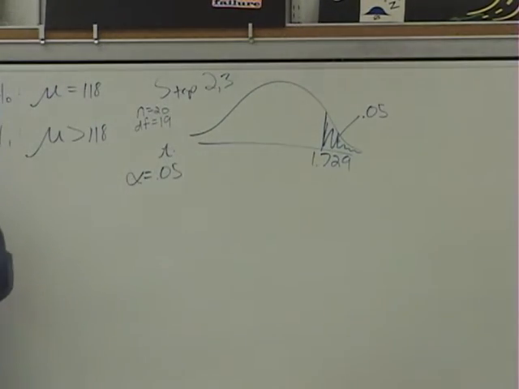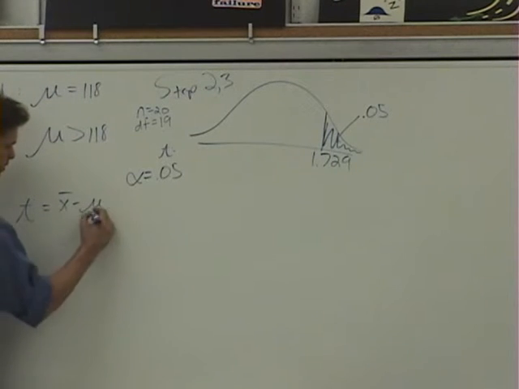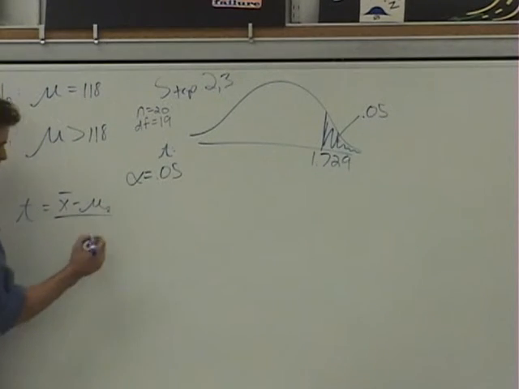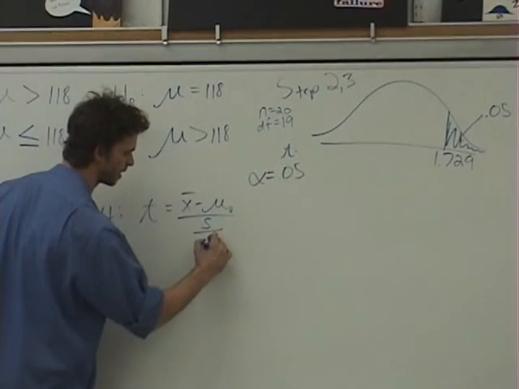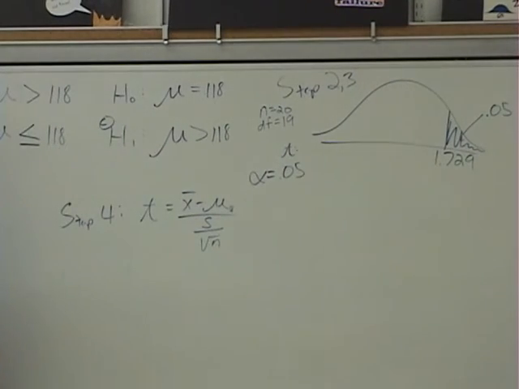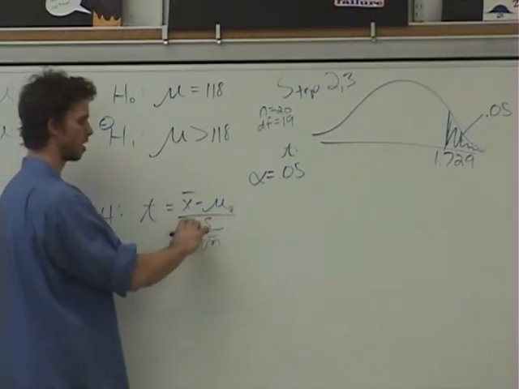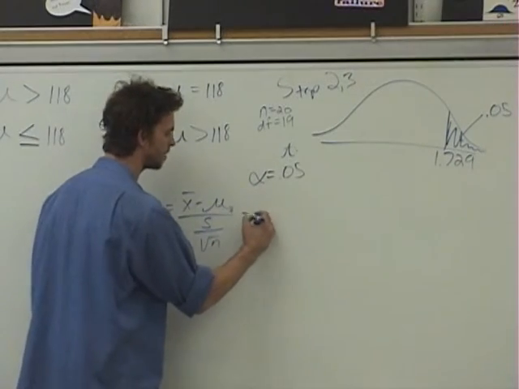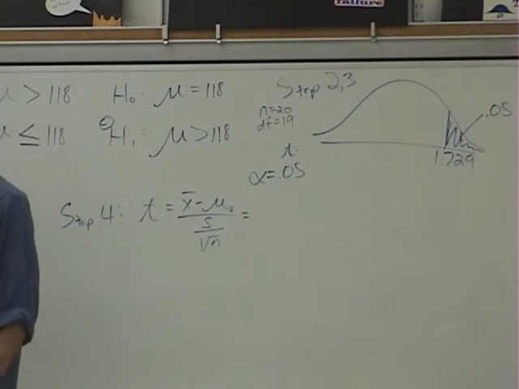Now all we need is step 4. We know that t, not z this time, equals x bar minus mu sub x bar, if you like, divided by s divided by the square root of n. We have all this information. Let's take a journey back to the problem.